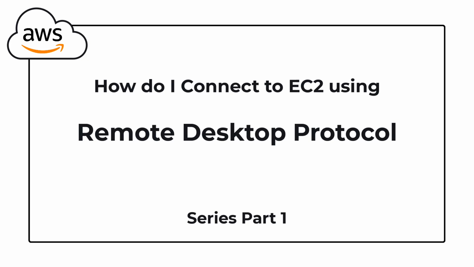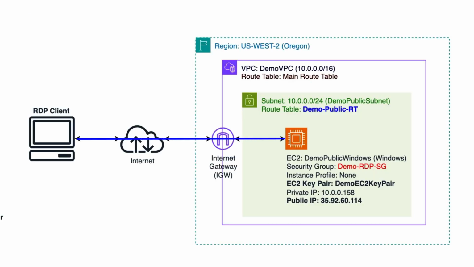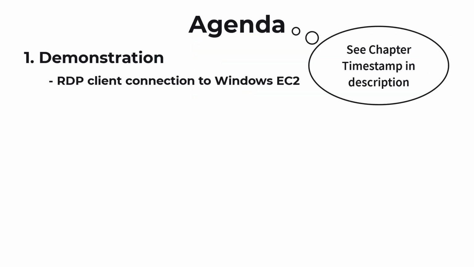Hello, in this video, I'm going to discuss how to connect to AWS EC2 using Remote Desktop Protocol, or RDP, which is a common method to connect to a Windows server using a graphical user interface. This is part 1 of how do I connect to my EC2 series. I'll start with a quick demonstration.